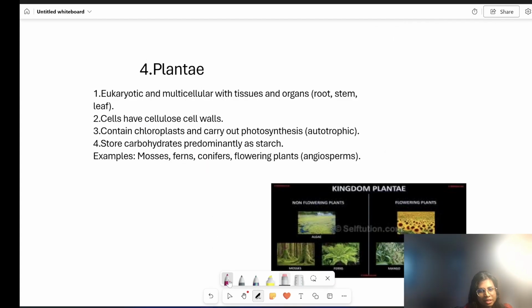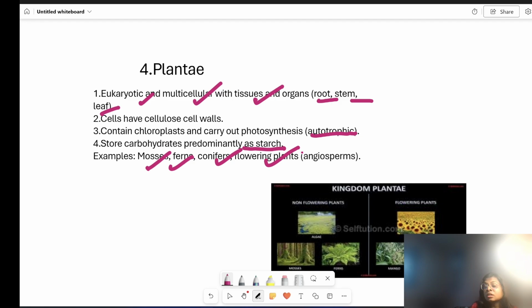The fourth kingdom is Plantae. All the cells are eukaryotic, multicellular, with tissues and organs like roots, stems, and leaves. Cells have cellulose cell walls. When talking about the nutrition mode, all are autotrophic because they have chloroplasts for photosynthesis. They can synthesize their own food. The other important thing is that they store carbohydrate as starch. Mosses, ferns, conifers, and flowering plants are good examples for the Plantae kingdom.